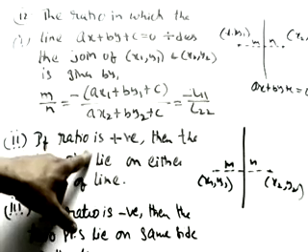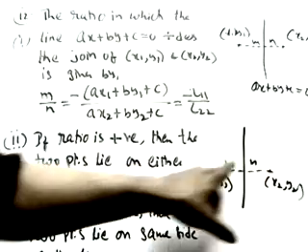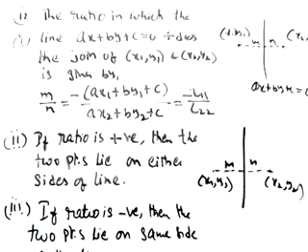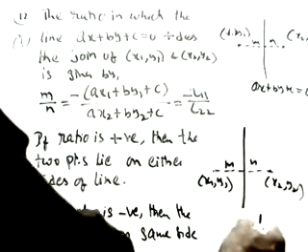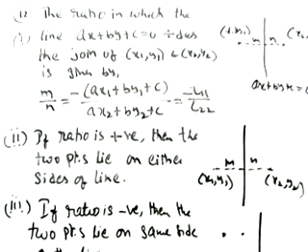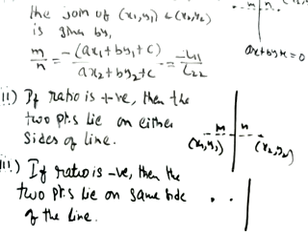Now the next thing, watch carefully. If the ratio is positive, then the points lie on either side, or we can say opposite sides, of the line. If the ratio is negative, then both the points lie on the same side.